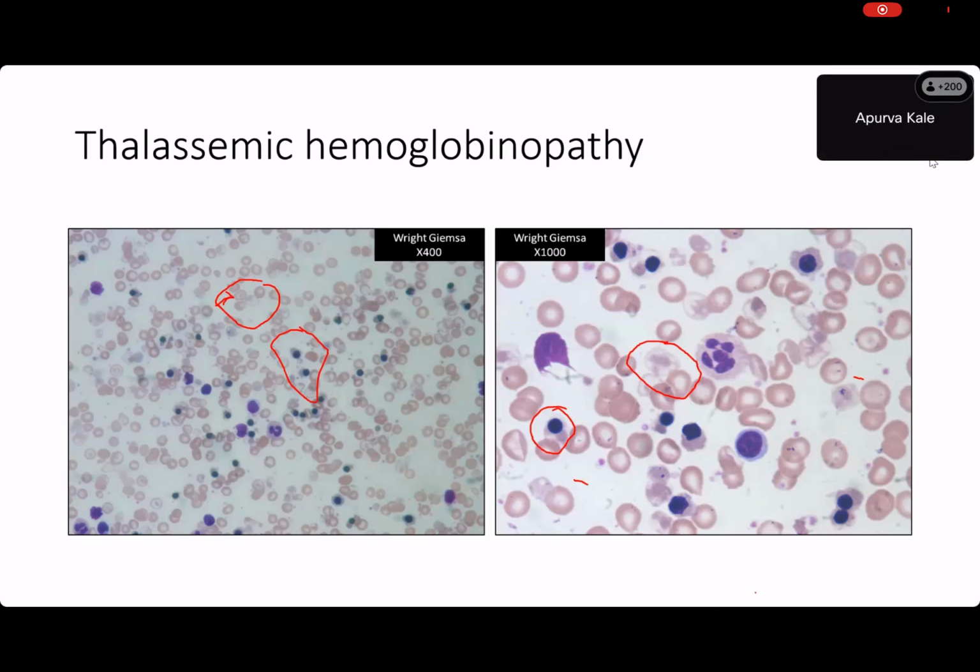So the answer is target cells, and these are called target cells because they've got the shape changes. So you have not just pallor at the periphery, but also in the center. It practically looks like a target when you're seeing the dart game. So that is why it is called the target cell. Okay, let me ask you one more. Can you see this gray cell here? What is this? You also see this over here.